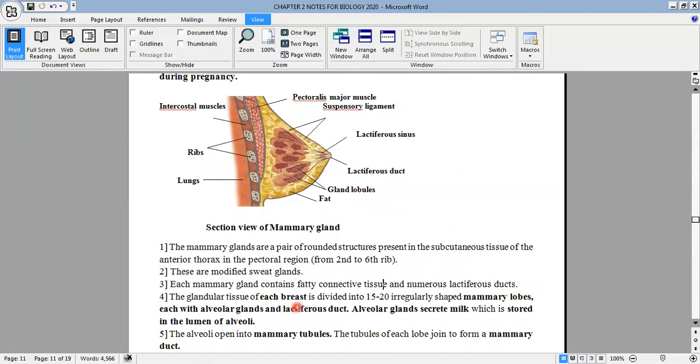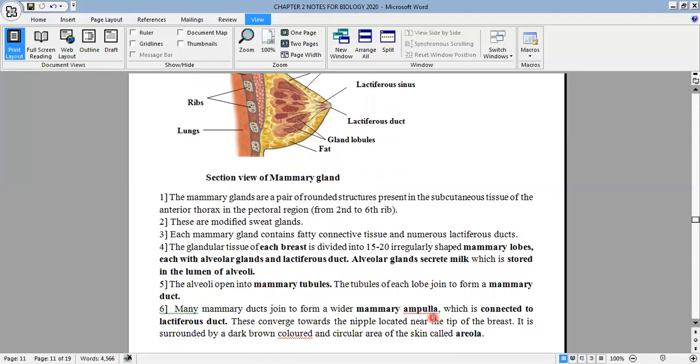Glandular tissue of each breast is divided into 15 to 20 irregularly shaped mammary lobes. See, the terms you have to remember here are glandular tissue of each breast and mammary lobes. Mammary lobes contain alveolar glands and lactiferous ducts. Alveolar glands will secrete milk, which will be stored in the lumen of the alveoli. Alveoli open into mammary tubules. Tubules of each lobe join to form mammary ducts.